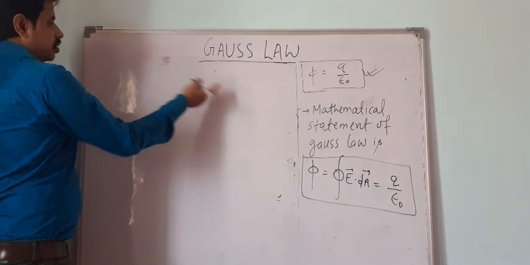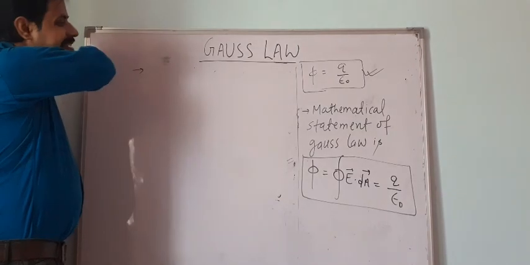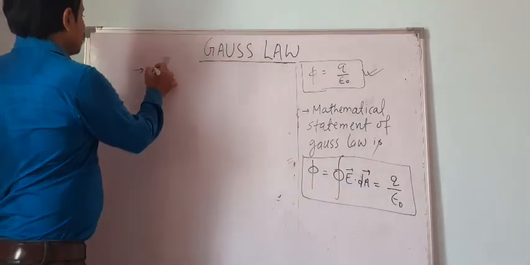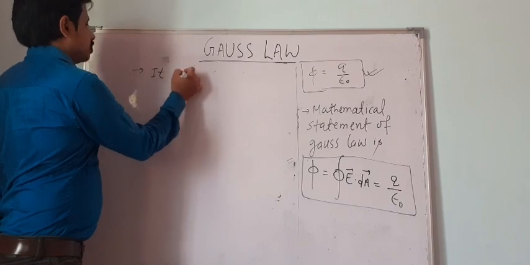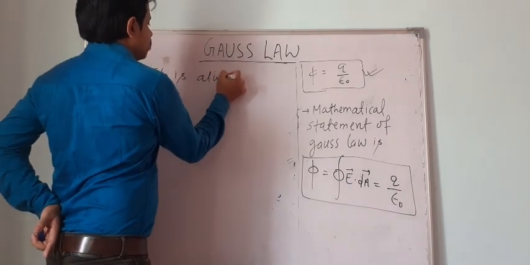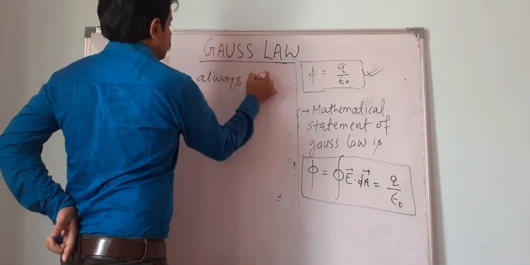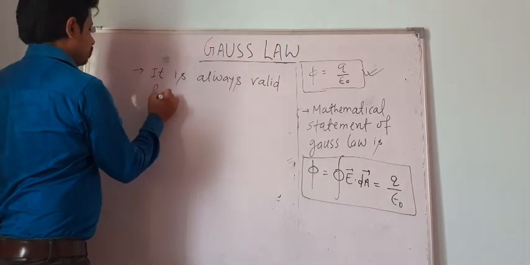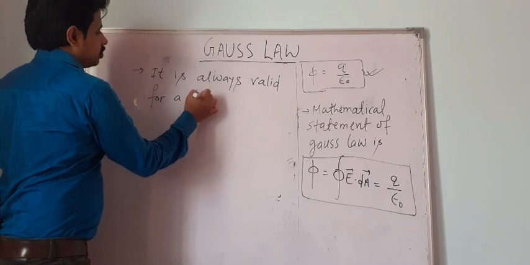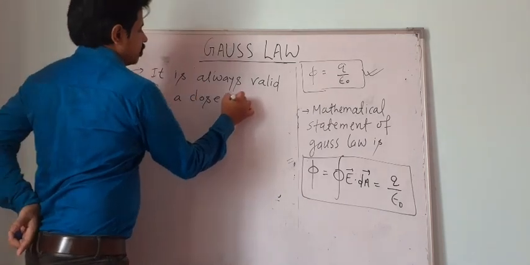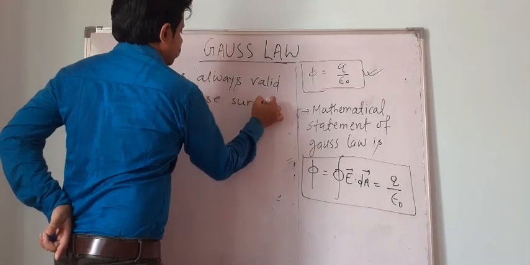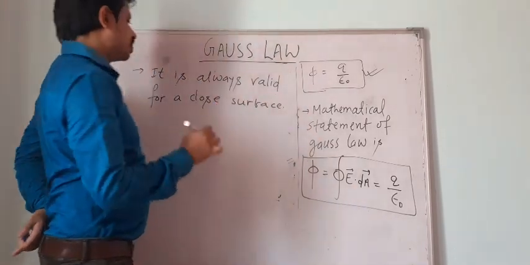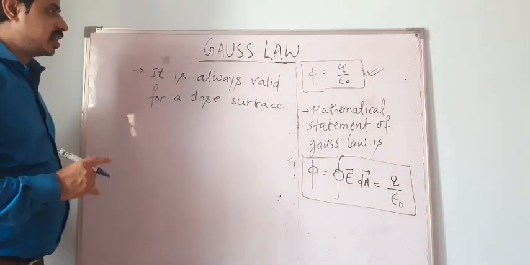First, one important point about the Gauss law: it is always valid for a closed surface. It is always valid for a closed surface.